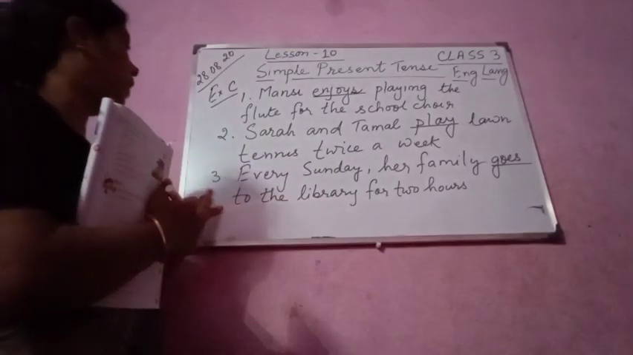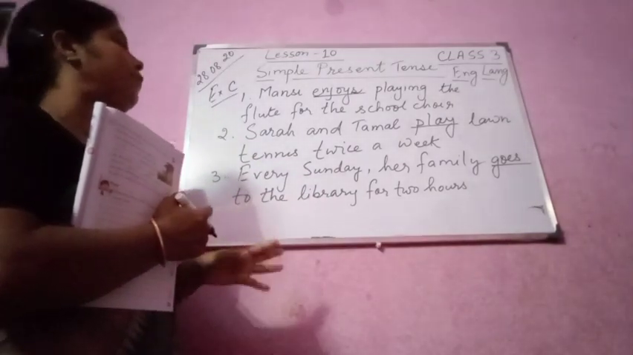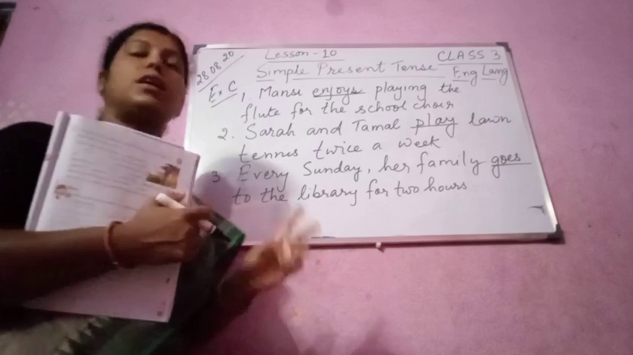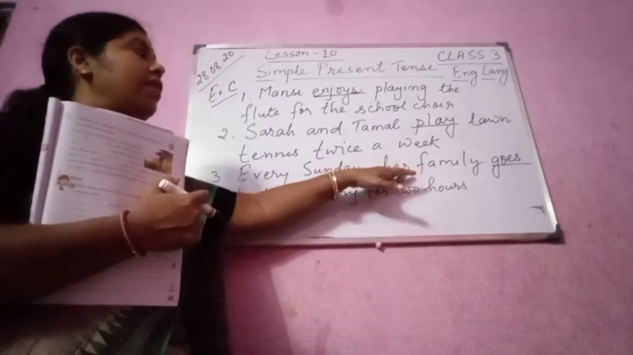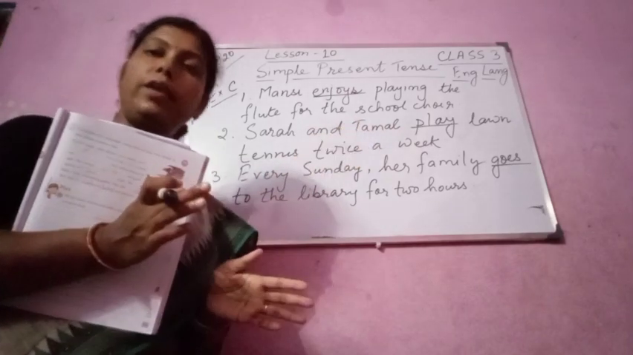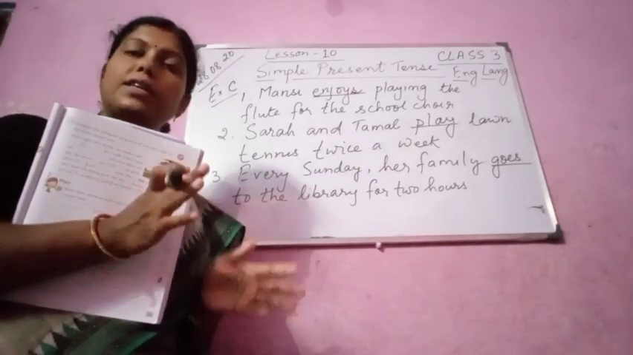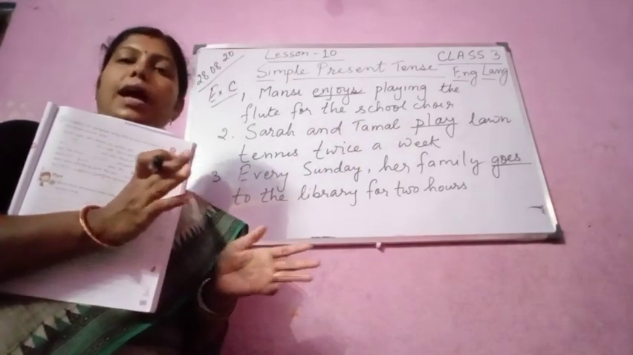Okay? Number 3, please see once again. Every Sunday, her family goes to the library for 2 hours. Here, why are we using "goes"? Because here we are considering her family as a single unit. Okay? We are considering her family as a single unit.